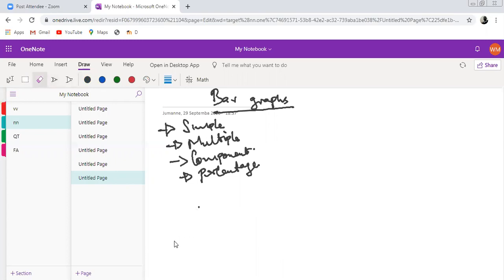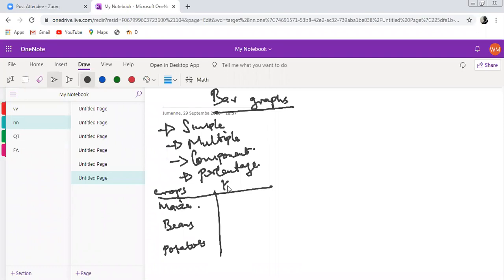The component and percentage bar graphs are highly tested in your exam, so they are worth noting how they are prepared. In this example, let me demonstrate the simple bar graph. You can be told the production of food crops in a particular farm was as follows. So you are given the crops: we have the maize, we have the beans, and we have the potatoes that were produced. And then we have the production in kgs.